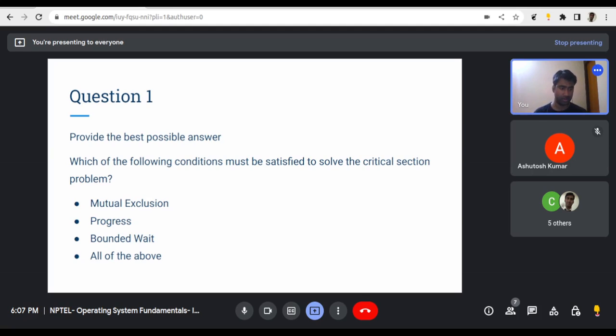Anyone with the answer may use the chat box. Okay, I got one answer. Anyone else would like to contribute? Okay, I got two answers. Anyone else would like to contribute?